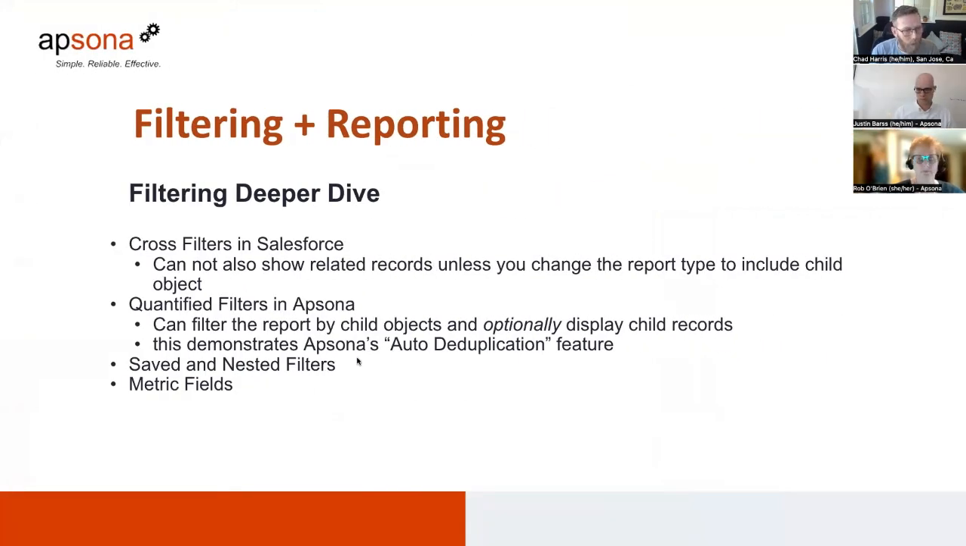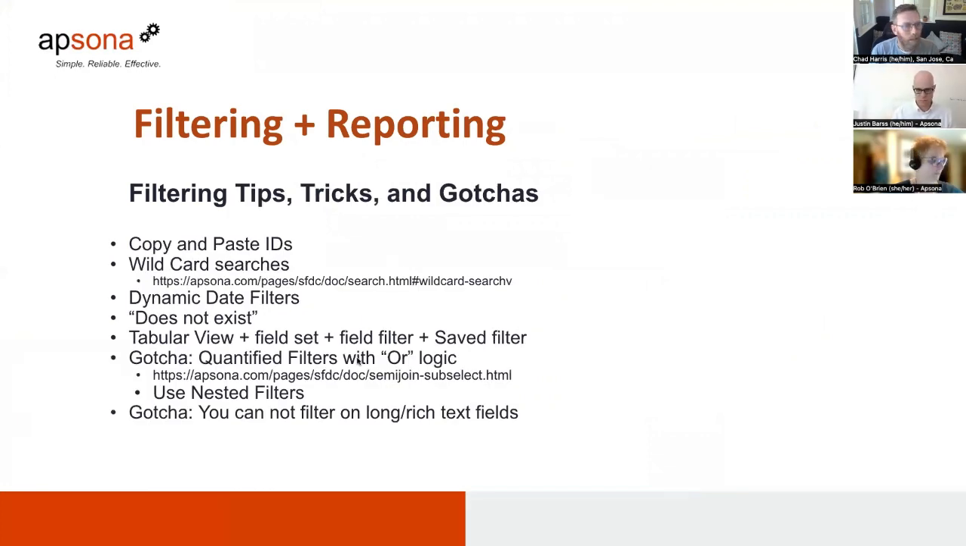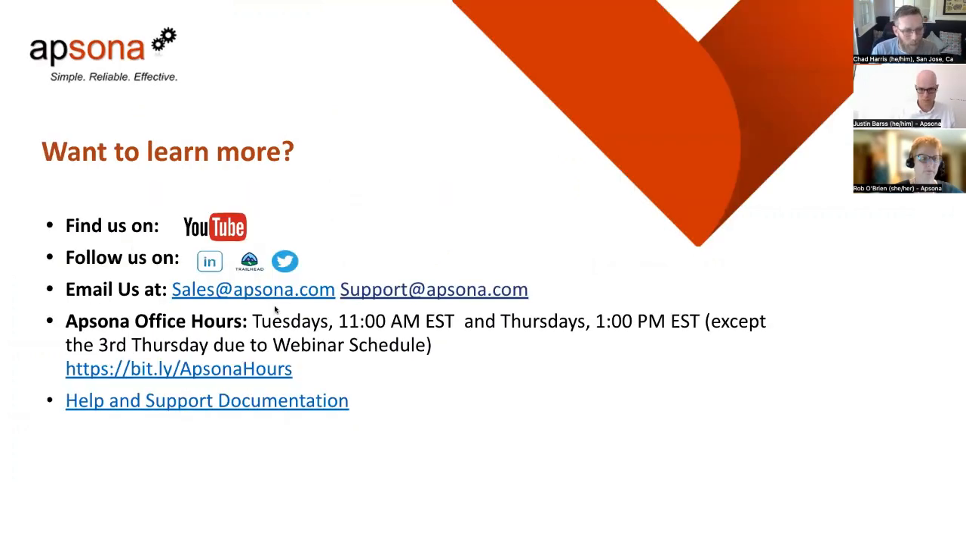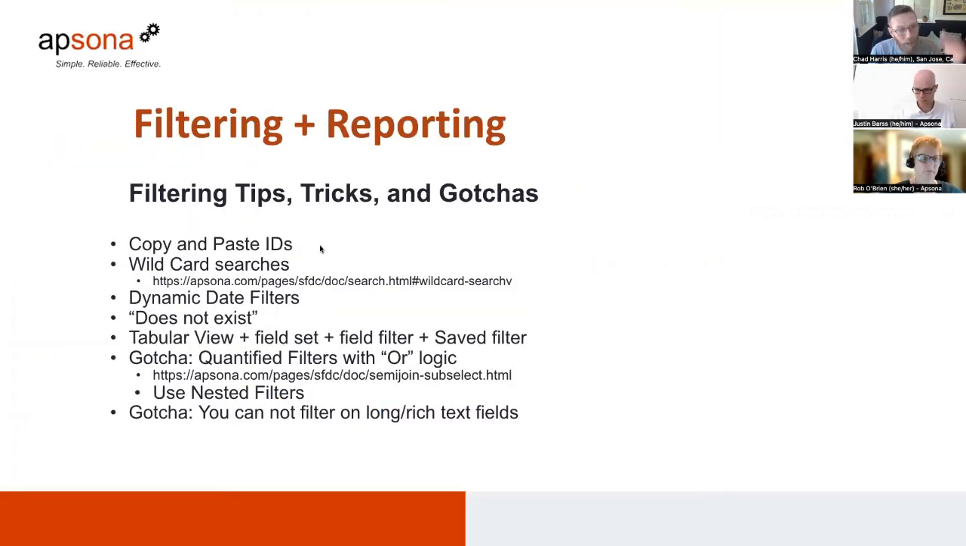Okay. Let's see. I'm going to keep moving forward a little bit at a faster pace to get through some of this stuff. As we talked about earlier, we showed the trick of being able to take a list of IDs from a CSV and paste in those IDs into a filter and find records that way.